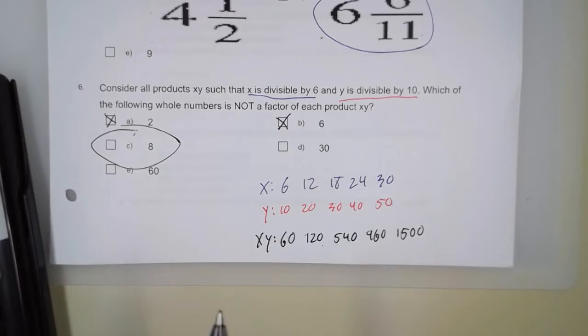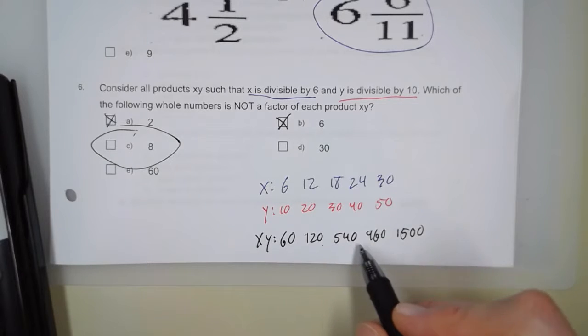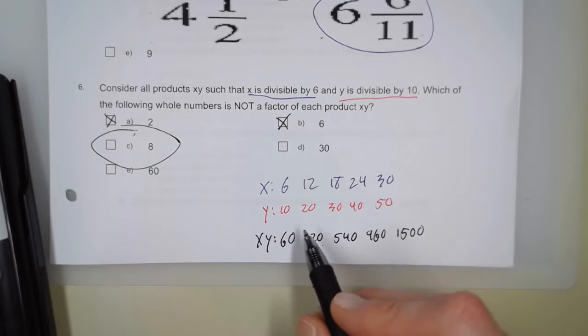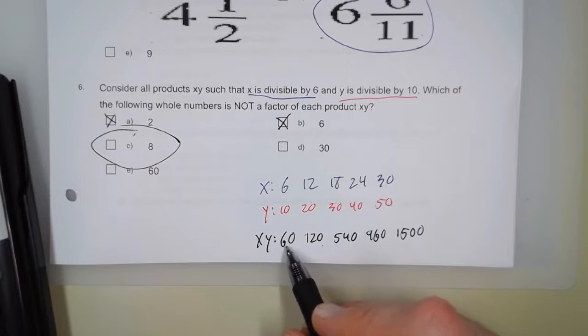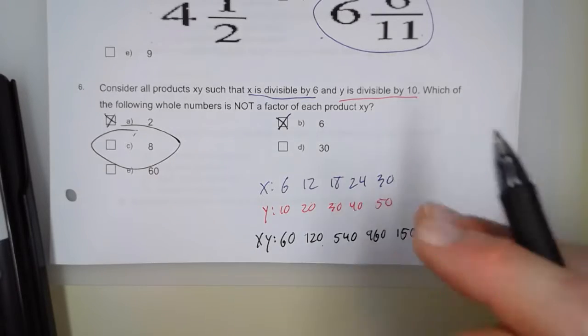Can we do it sometimes? Yes, sometimes we can, but not in all cases. Because you can divide 8 by all of these numbers up here, but not by this one. And in order for this to be a factor, it has to be a factor in all cases, not just some.